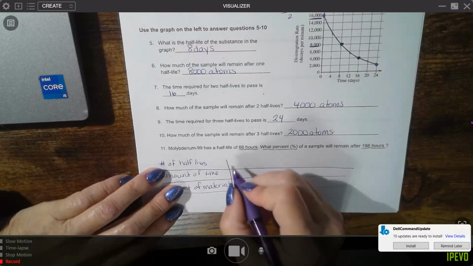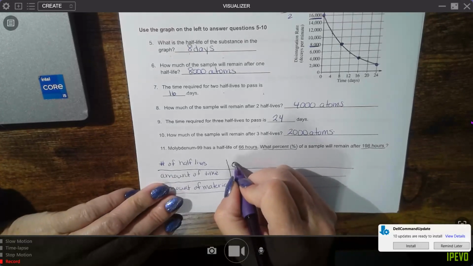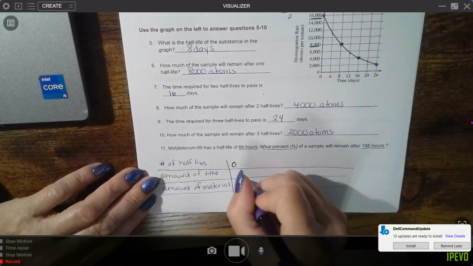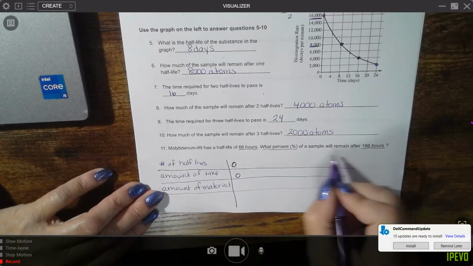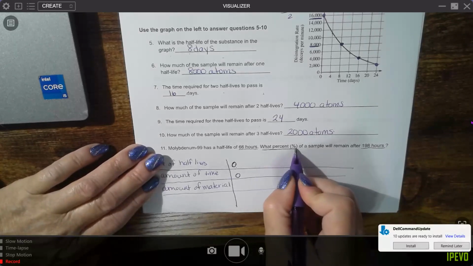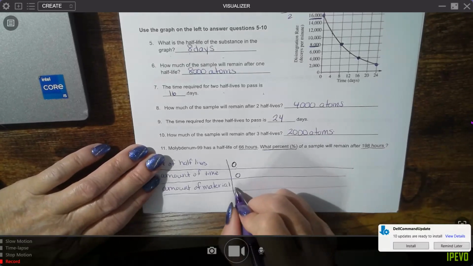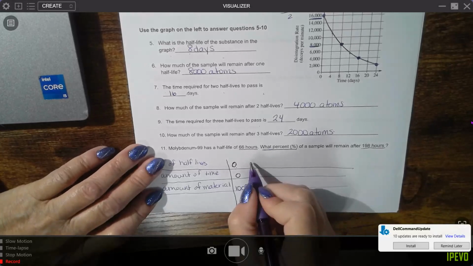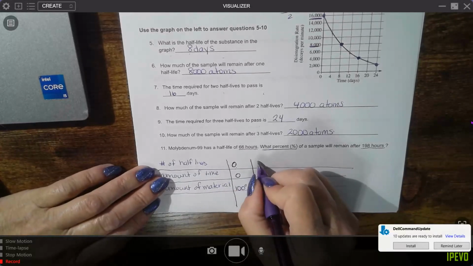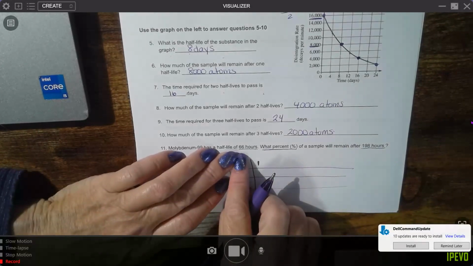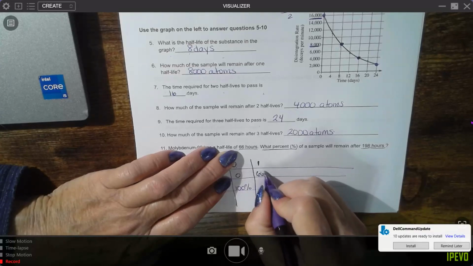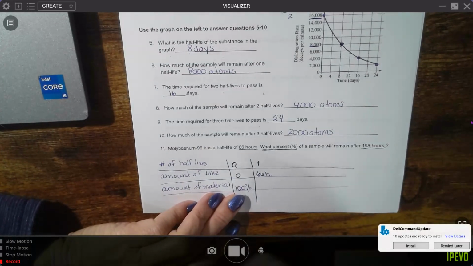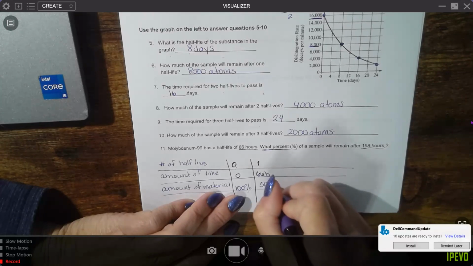So before we start figuring out our problem, at 0 half-lives, 0 time, the amount of the material that's left, in this case it says what percent. So when we're talking about percents, the amount of material would just be 100%. Then after 1 half-life, and it tells us the half-life is 66 hours, how much substance would be left? If we start with 100%, half of that would be 50%.